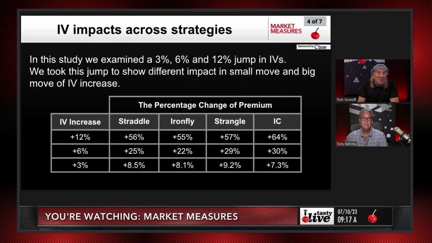So in this study, we examined a 3%, 6%, and 12% jump in implied volatilities. We took this jump to show the different impact in a small move and a big move of implied volatility increases. Just to give an idea of how much this moves, if the IV goes up by 3%, the straddle goes up 8%. If it goes up by 12%, it goes up 56%.